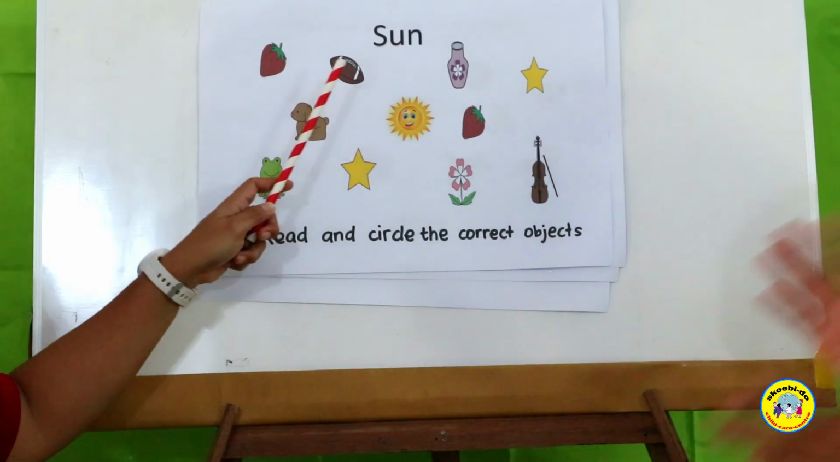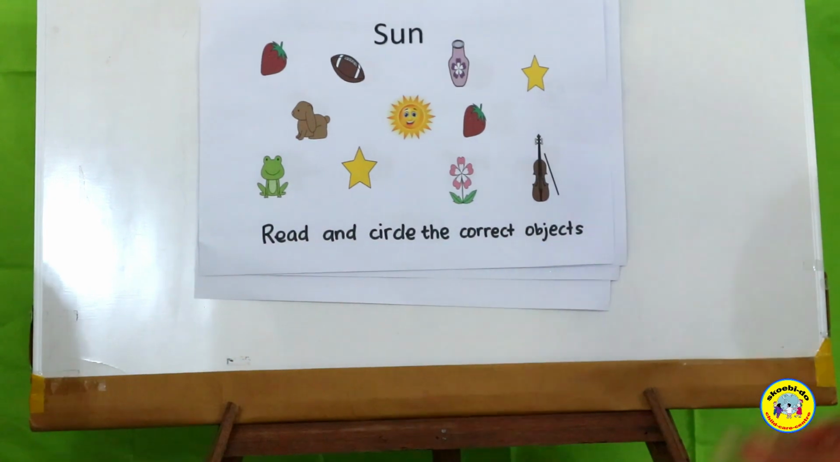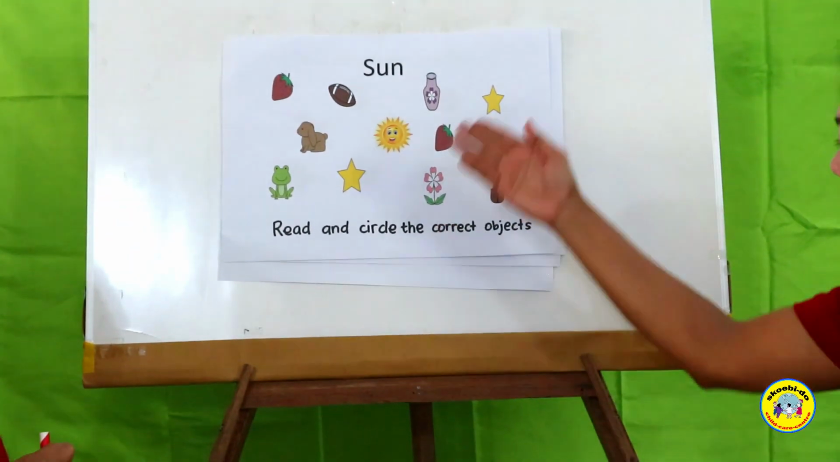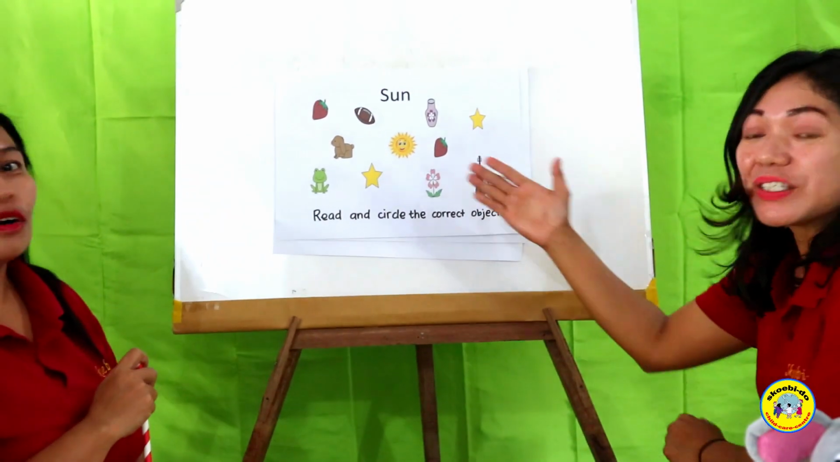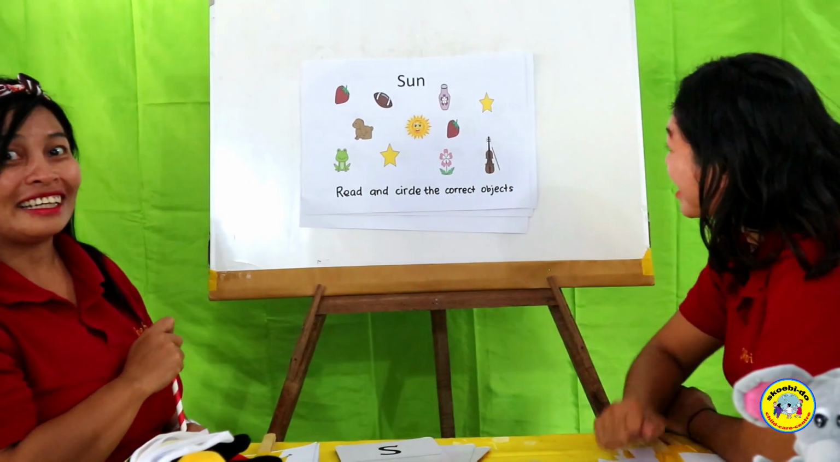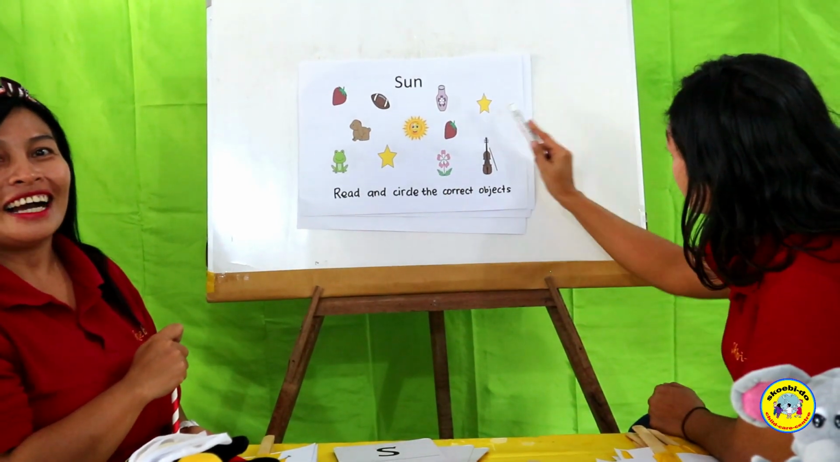Sun. Wow. One more time, Miss. Sun. Remember that word, sun. Now you try to circle the correct object. Which one is sun here? Okay. This one is?